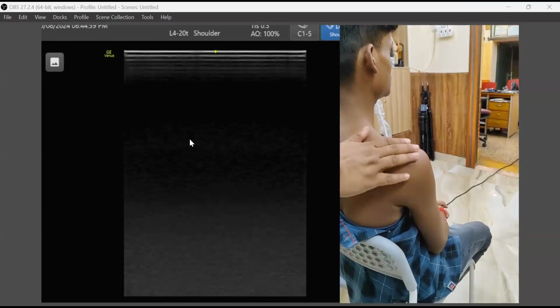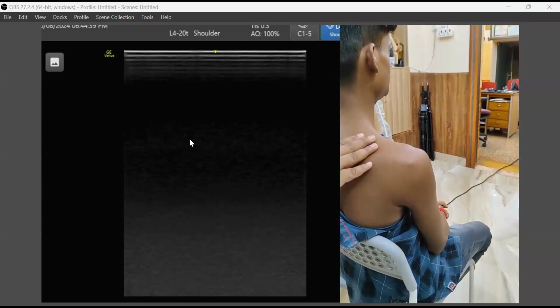So I think you can see the volunteer. We are standing at the back and the ultrasound machine is in front. That is the usual way by which we can see the posterior part of the shoulder.